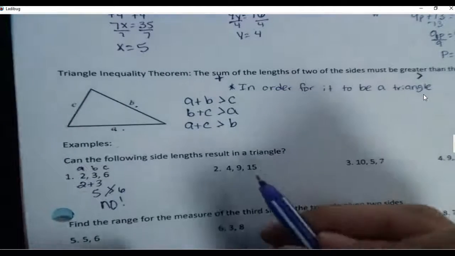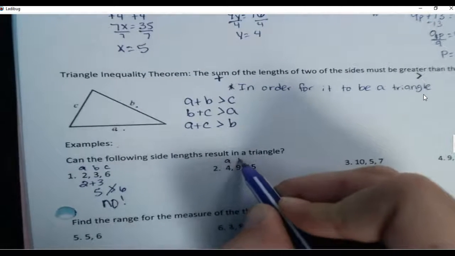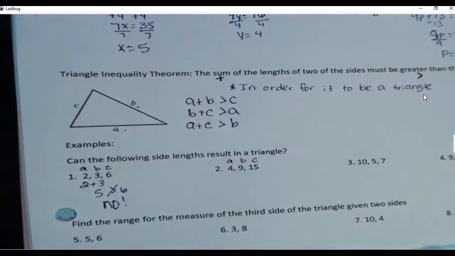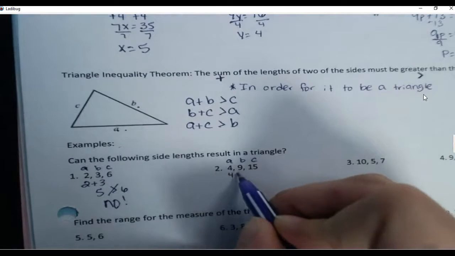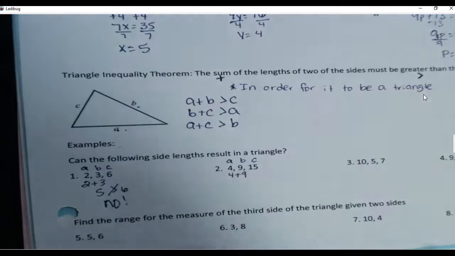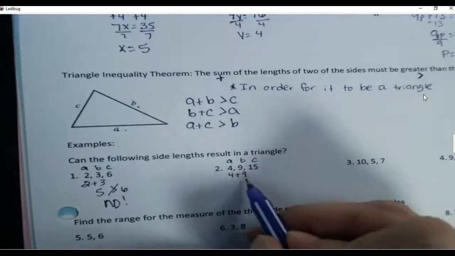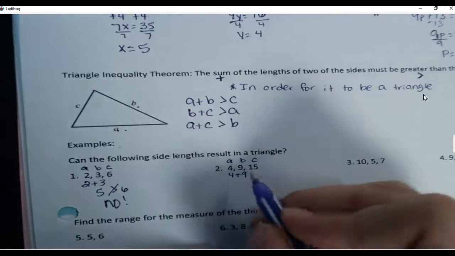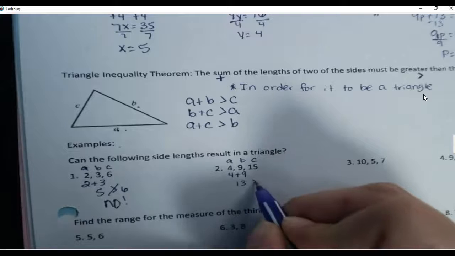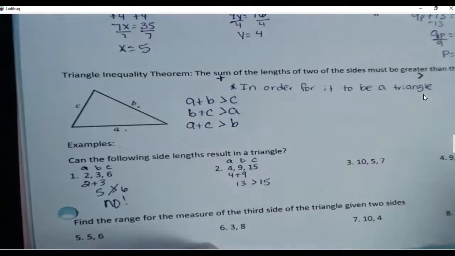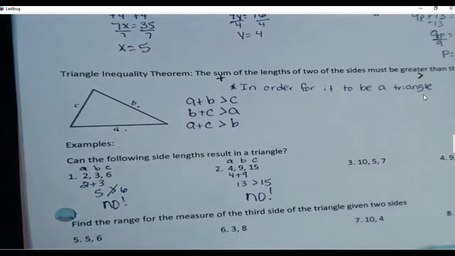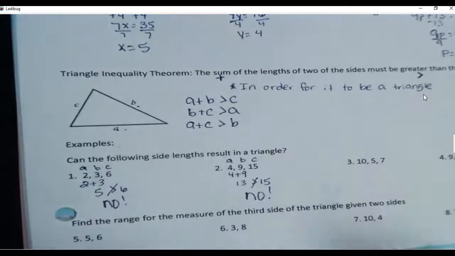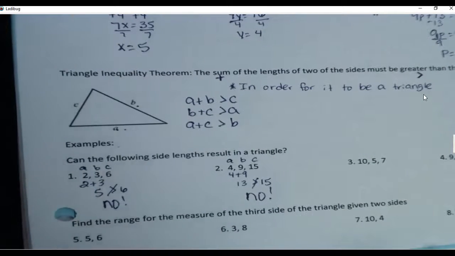Let's look at our next one. So we got ABC. So our first one, 4 plus 9. 4 plus 9 is 13. Is 13 greater than 15? No. So again, could not be a triangle, because 13 is not greater than 15.